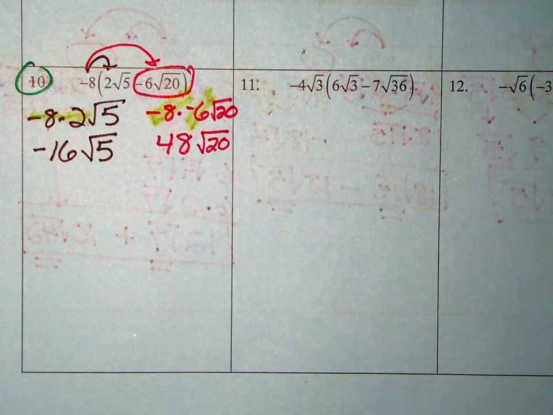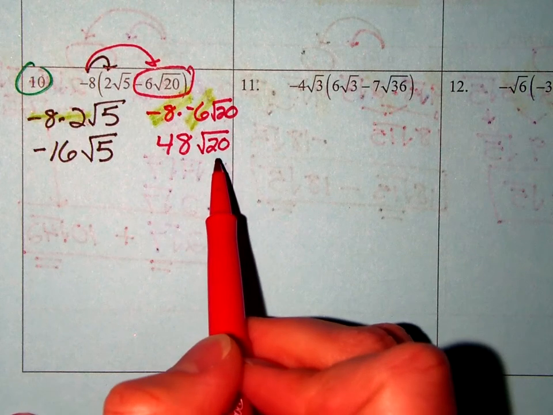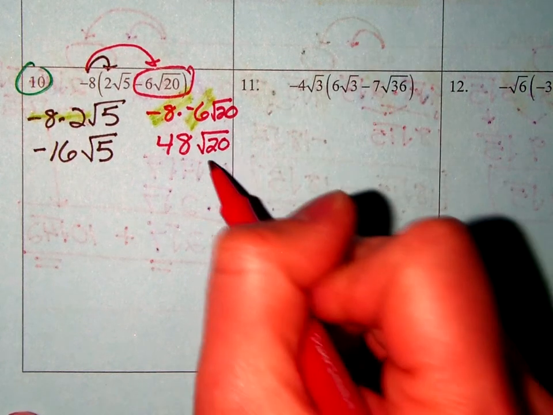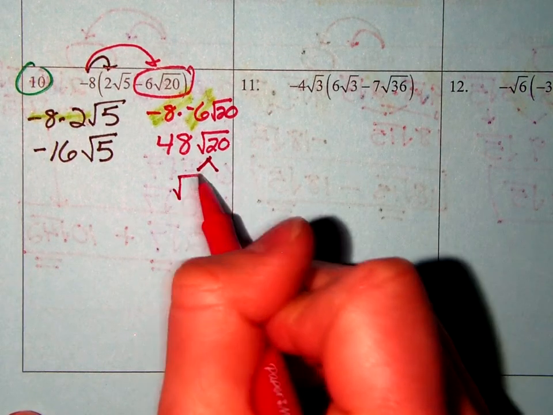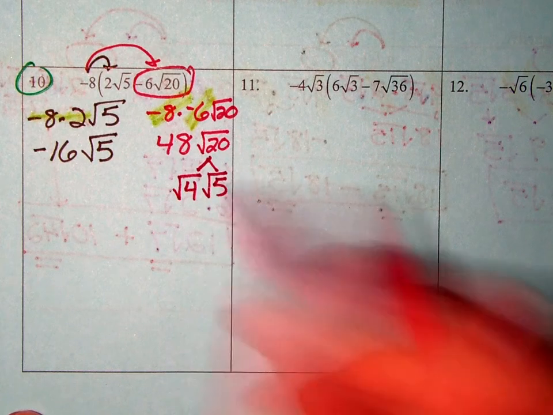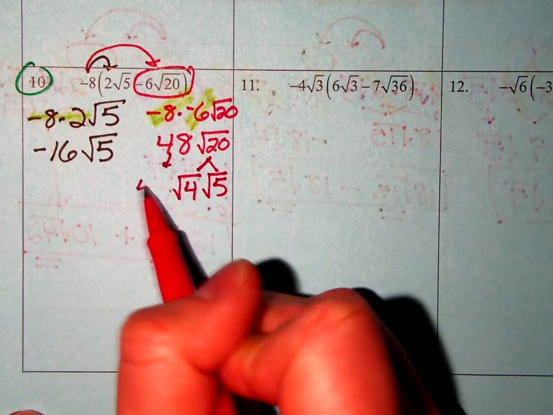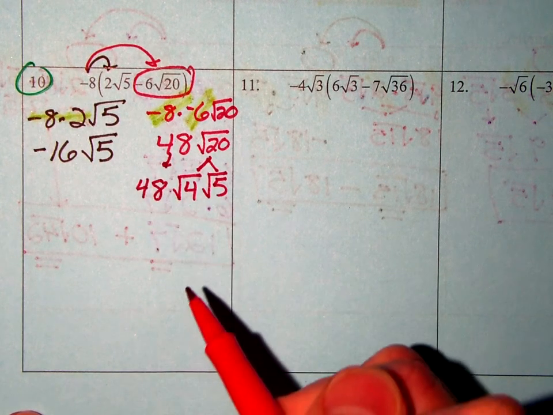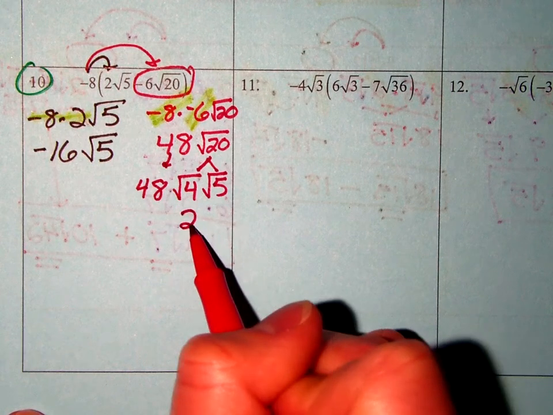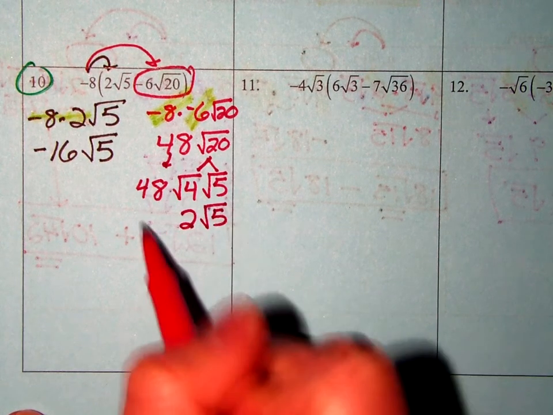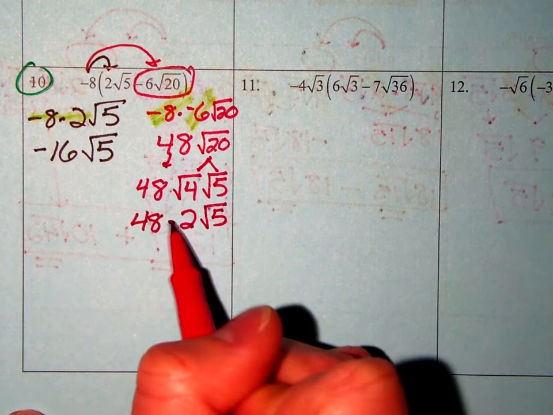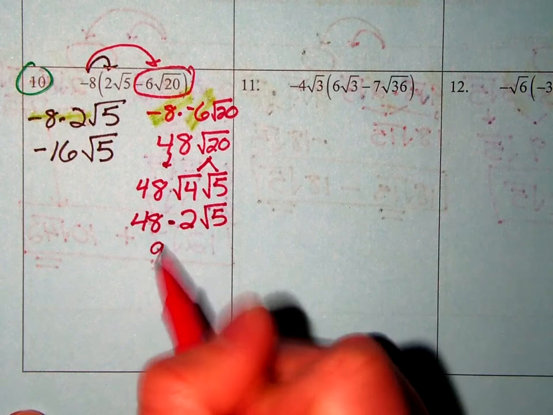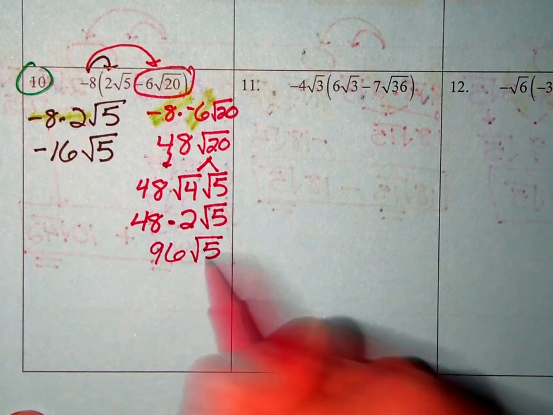But again, I need to ask myself, can I simplify the square root of 20? Well, there is a perfect square that goes into 20, and it's 4, which goes into it 5 times. And then we need to bring down our 48 out front. Now we can take the square root of 4, which is 2, bring down the square root of 5 and the 48 out front. Remember that there's multiplication between them. So you end up with 96 square root of 5 here.